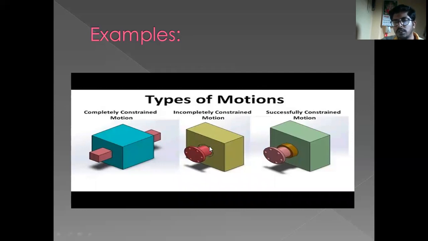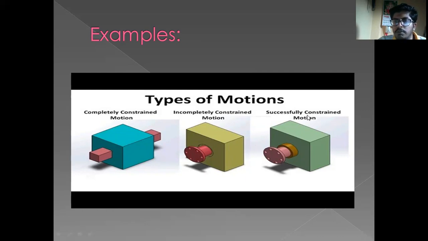Incompletely constrained motion: here is the motion of a shaft in a circular hole. Here the shaft can reciprocate as well as rotate. So here the motion is not constrained. If one element moves with respect to the other in only one direction, we call it completely constrained. Here it is incompletely constrained.